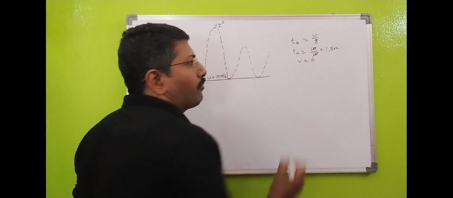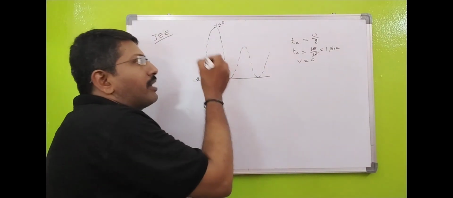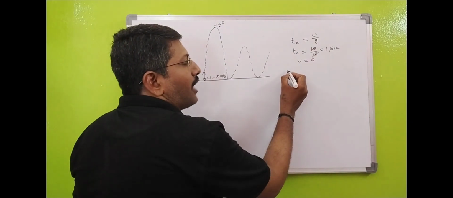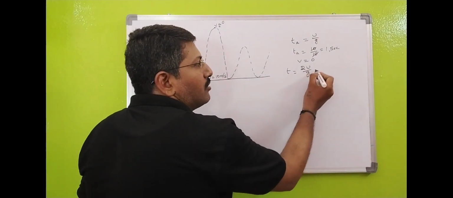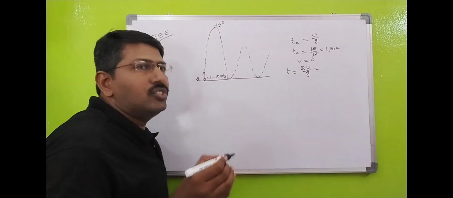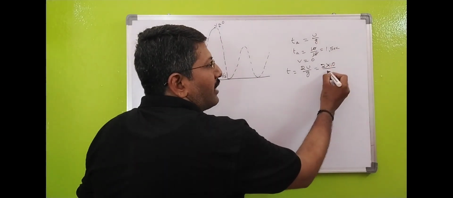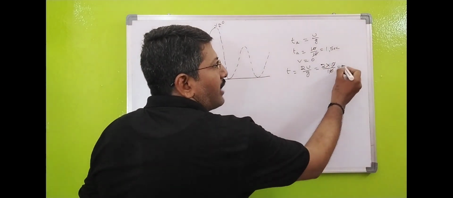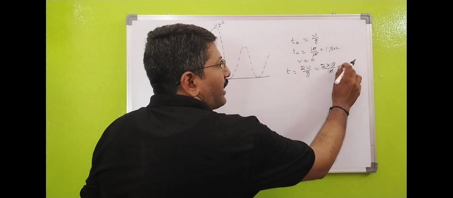After what time does it reach the ground? That is called the time of flight. So t equals 2u by g. Time of flight formula, t equals 2u by g. 2 into this velocity 10, g value 10, this one cancels, 2 seconds. After 2 seconds, it reaches the ground.